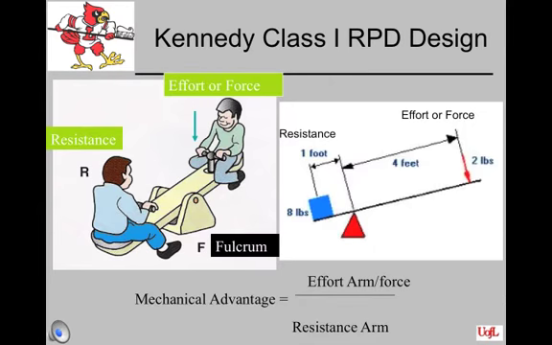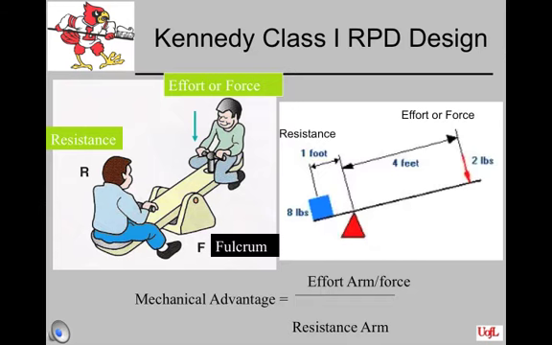These pictures exhibit the principles of levers. The force is placed at one end of the teeter-totter, and the resistance is at the other end with the fulcrum in between. In this example, the length of the effort arm from the fulcrum is 4 feet long. The length of the arm at the resistance end is only 1 foot. So the mechanical advantage is the effort arm of 4 divided by the resistance arm of 1, or 4 times. Therefore, we have a mechanical advantage of 4 to 1.